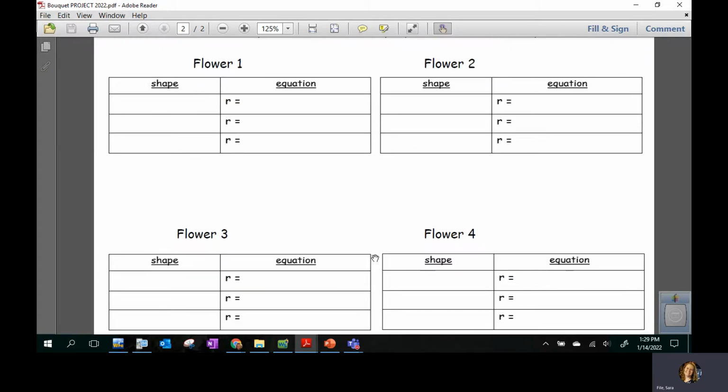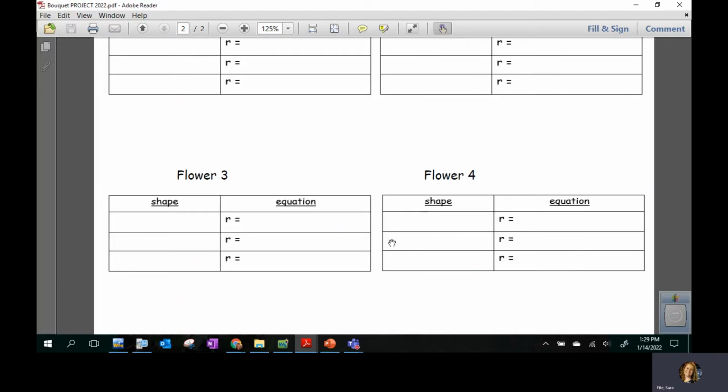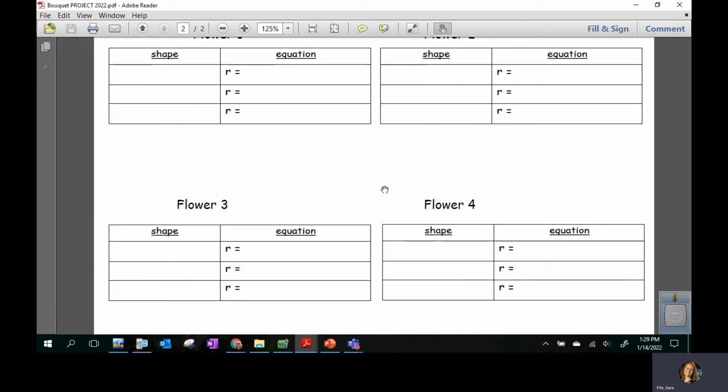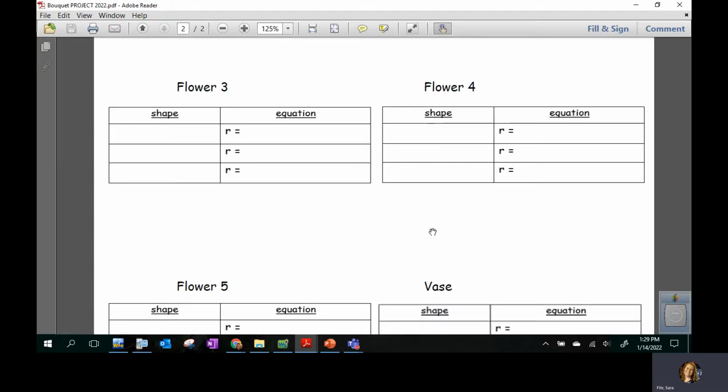If you would like to get some bonus points, you can add additional equations to flowers. Okay, so you can just write them underneath. You'd have to write the shape and the equation, and you can do that for multiple flowers. You can add on a completely separate flower, just somewhere in this extra white space. Make a little table and put like flower 6, flower 7, or flower 8, however many flowers you're doing.